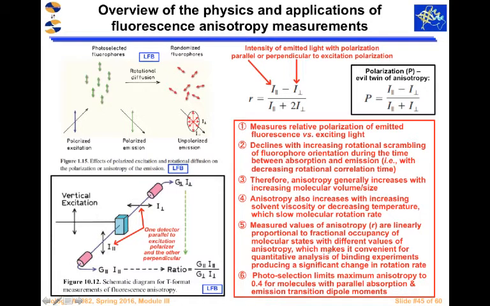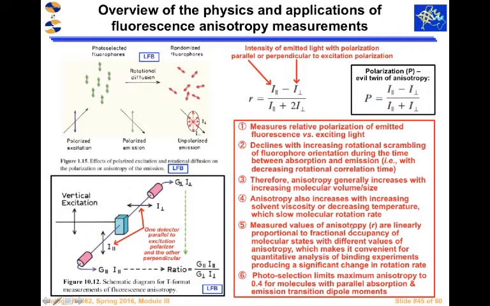The measured value of anisotropy from a solution containing a mixture of species in two different states will be linearly proportional to the fractional population in the two states. So in other words, if it's all in the small state, you'll get the anisotropy characteristics of the small state. If it's all in the large state or bound state, you'll get the anisotropy characteristics of the bound state. If it's 50-50, you'll get an anisotropy 50% between those two values. If it's 75% in the large state, you'll get a value 75% between those two values, and 25% in the large state, 25% between the two values, right?